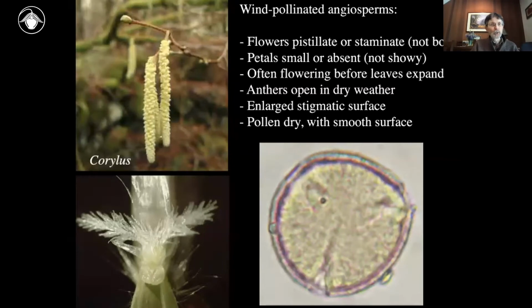So there also are no rewards. There's no nectar production. If there is any nectar produced, it would be extrafloral nectaries away from the flowers that might be associated, for example, with protection of the plant against herbivores by feeding ants or something that might attack herbivores, but it's not associated with pollination.